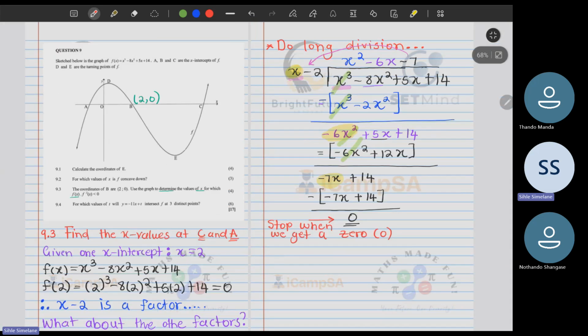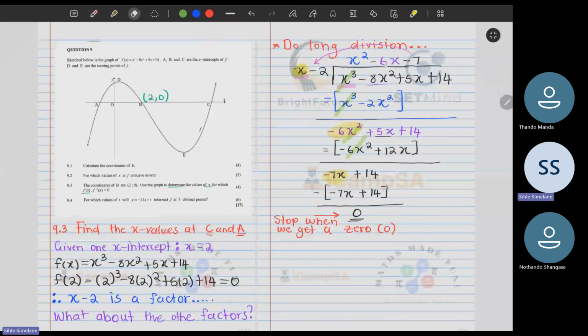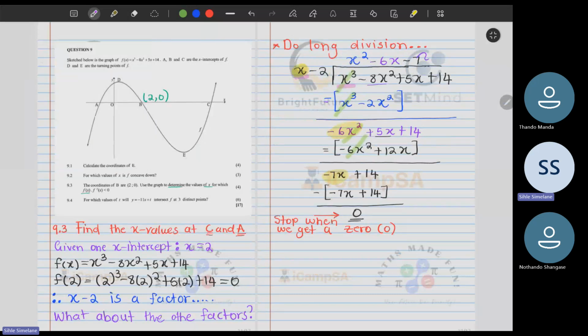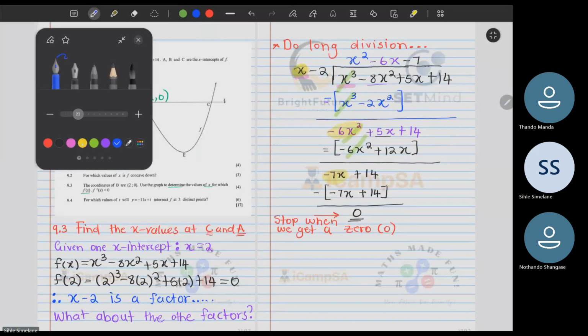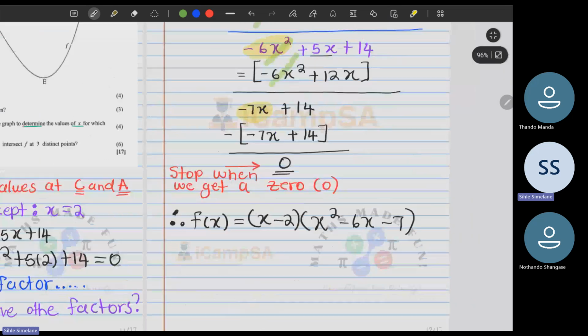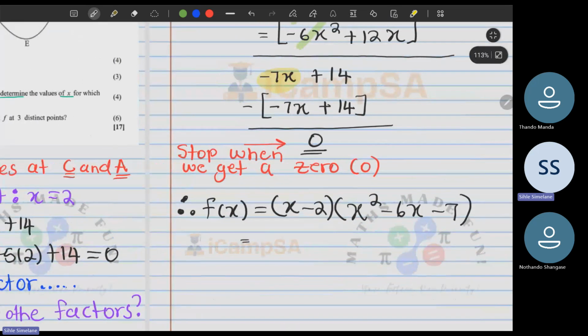That is when we stop. So what this means is that what we have there at the top is our factor. So this means, therefore, our f of x will be, remember we said x minus 2 will be a factor. And then whatever sits there at the top becomes the other expression, x squared minus 6x minus 7. Okay, so now you can factorize this if you look carefully.